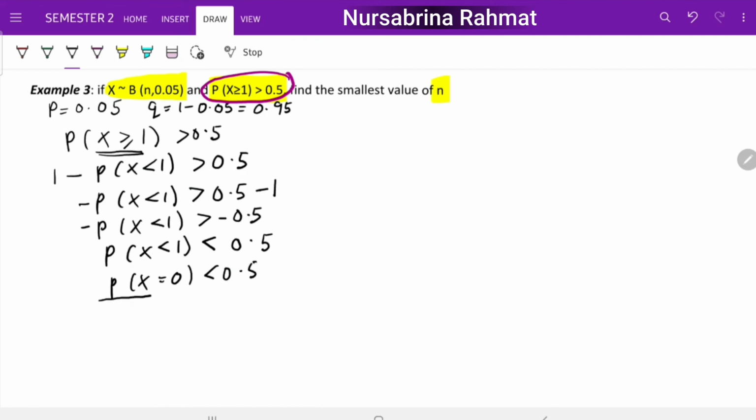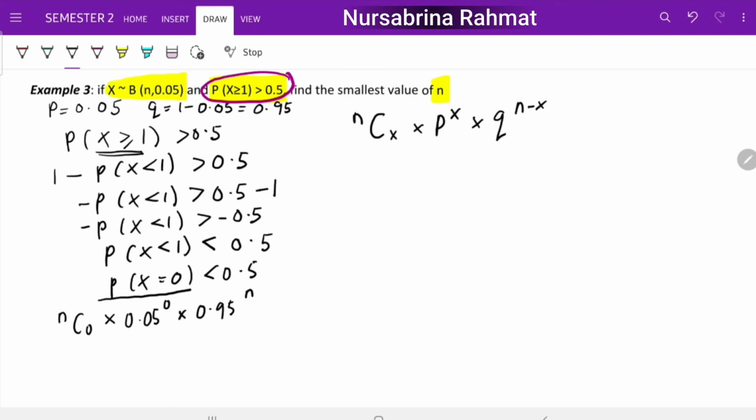So I'm going to substitute here with the given formula. So your formula for the probability for binomial distribution is nCx multiplied with p to the power of x times q to the power of n minus x. So when x equals 0 it is nC0 multiplied with 0.05 to the power of 0 multiplied with your q, which is 0.95. Okay, so n minus 0, so it's actually to the power of n, less than 0.5.